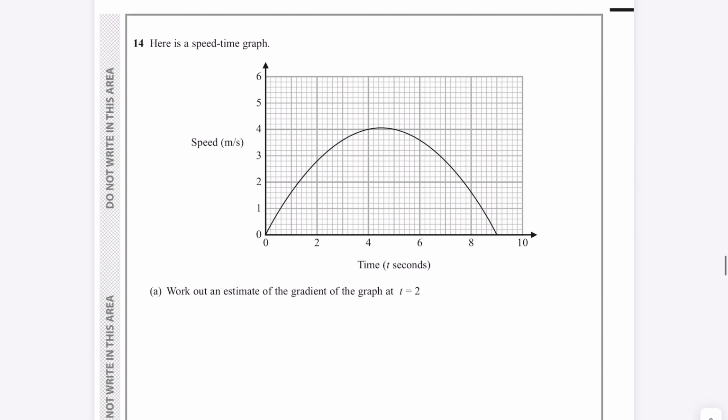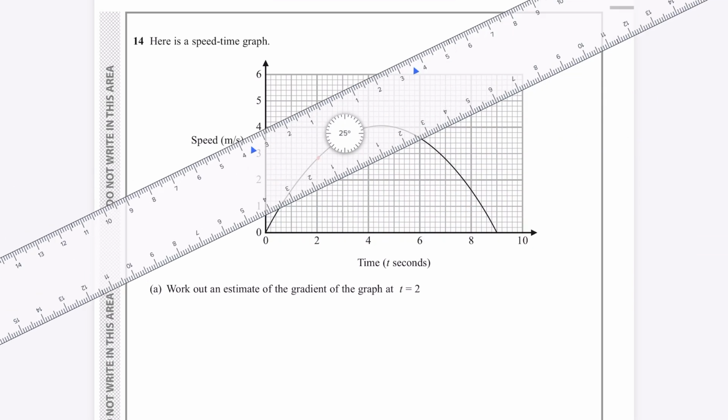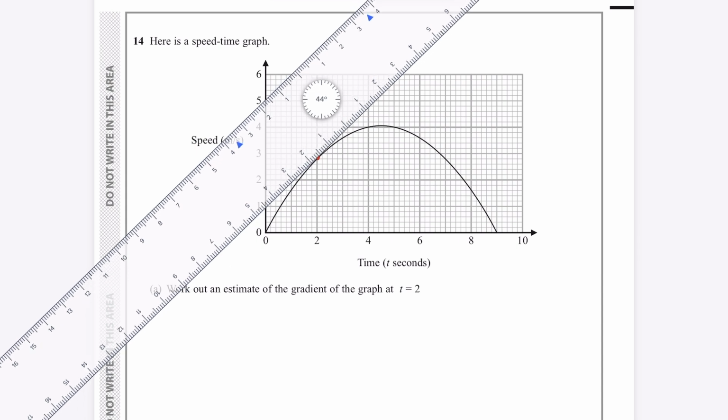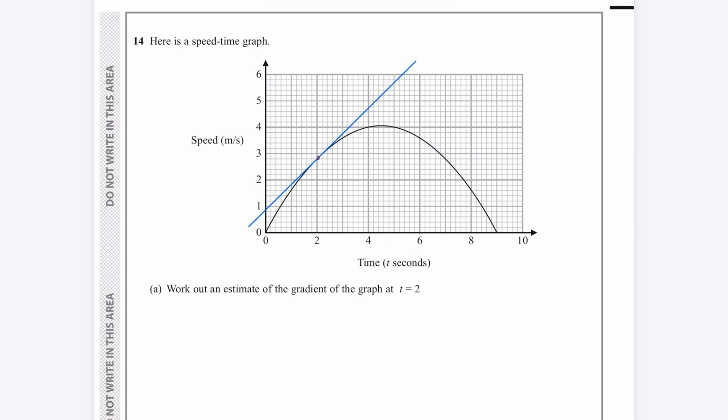Question 14 is asking us to estimate the gradient of the graph at 2. So it is asking us to estimate the gradient. So we're going to go to 2 seconds, put a little dot there, get a ruler out, draw a tangent at that point. Make sure there's even space on either side of the point. So if I just create a different color, draw a line straight through that. Don't worry about drawing the line too long, but in this case I've drawn it long on purpose.